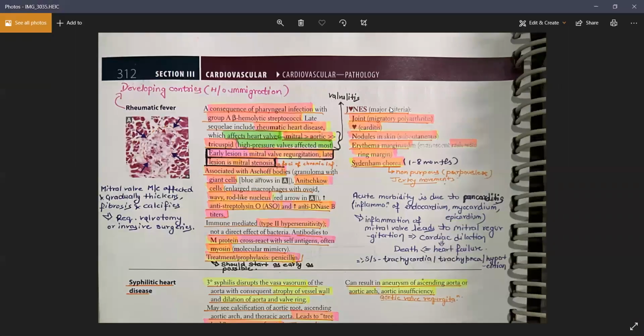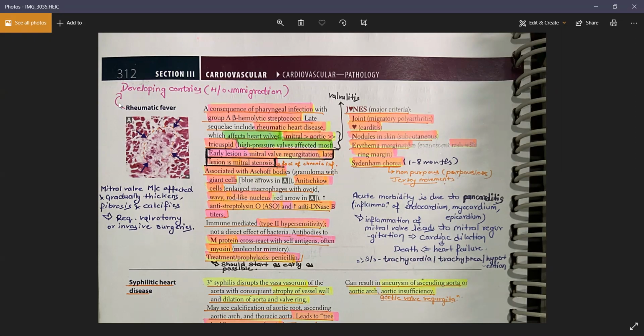Okay, so we are done with endocarditis, and now we're studying rheumatic fever. For rheumatic fever, you first need to realize that it is a pancarditis, which means it will cause inflammation of all layers of the heart, which is the pericardium, the myocardium, as well as the endocardium, right?